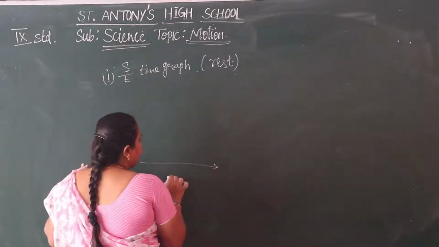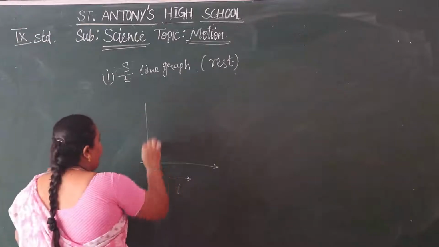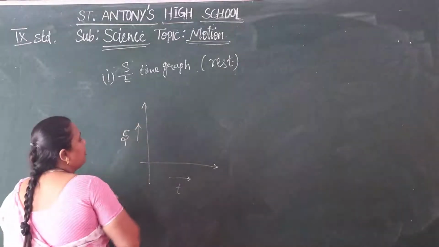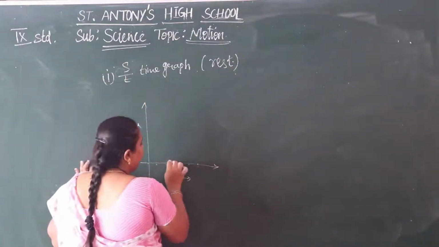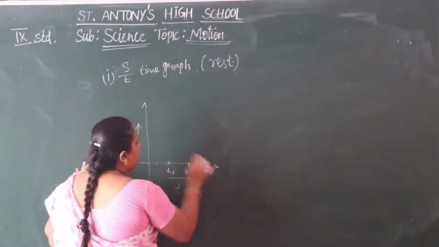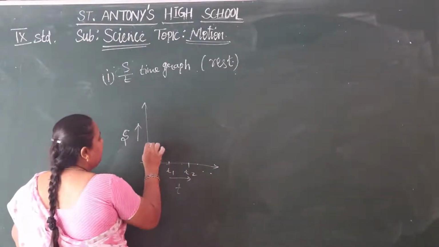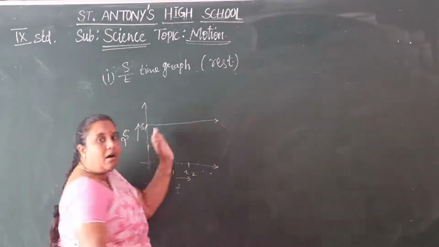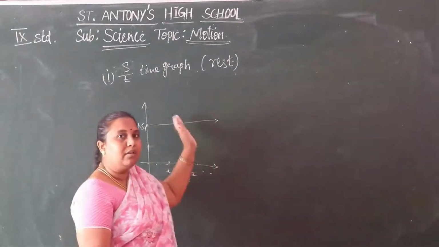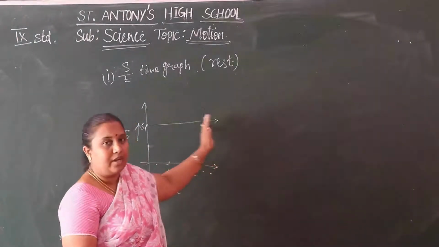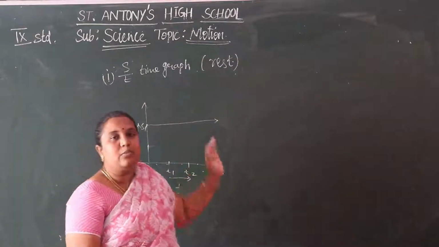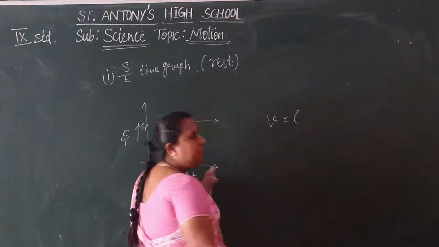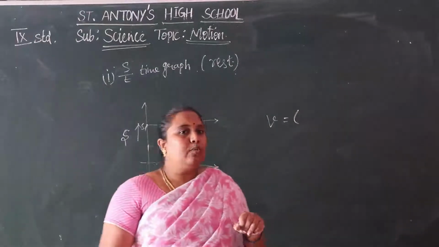We take the x-axis as time and the y-axis as distance s. Now time is moving, t1, t2, etc. Here the body is at rest, so the distance is s1, and the body is always at rest at all times. That is also a straight line. If the body is at rest and we want to find the velocity, that is v equals s2 minus s1 by t2 minus t1.